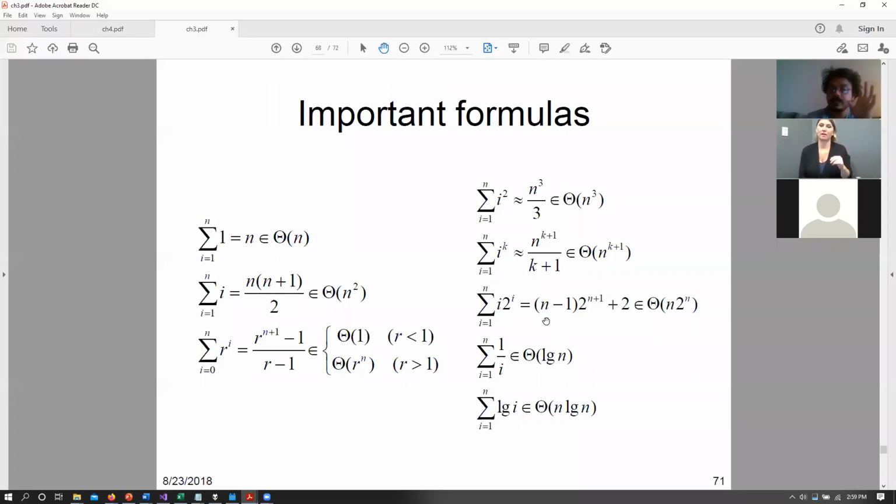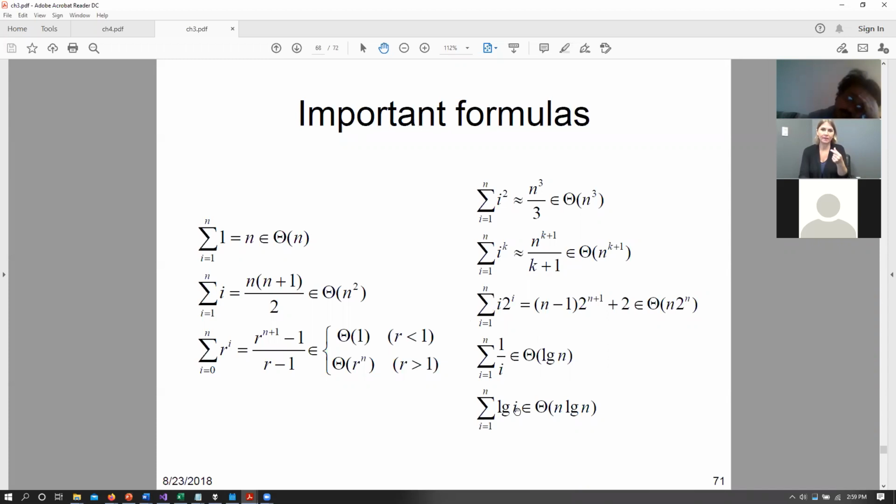We also have cases where we have i times 2 to the power of i. We already know that we can derive the value of 2 raised to the power of i, and then we are just multiplying the value of that for each step by i itself. That usually tends to be n times 2 to the power of n. 1 over i goes to log n, and log of i goes to n log n, right?